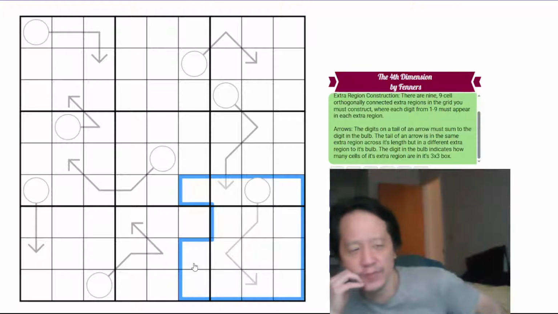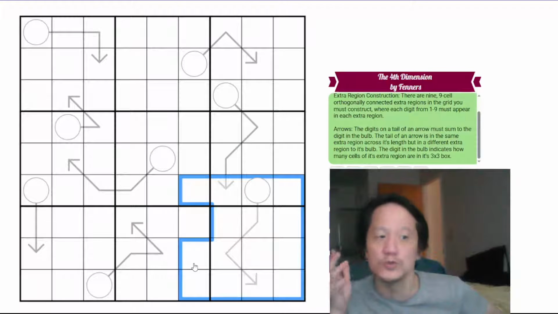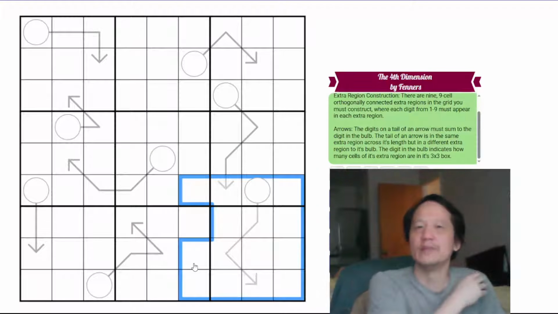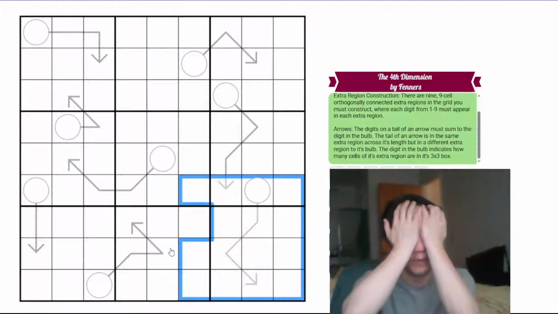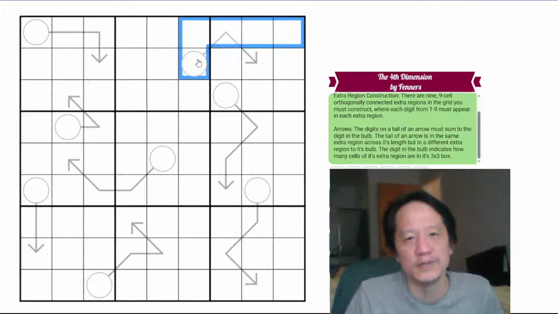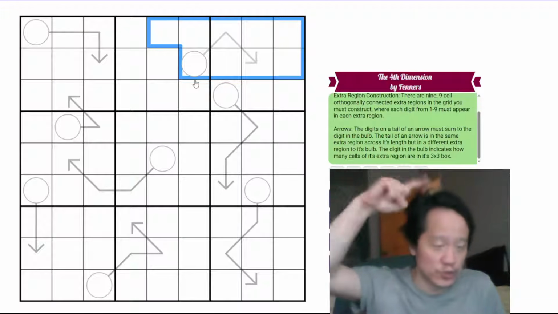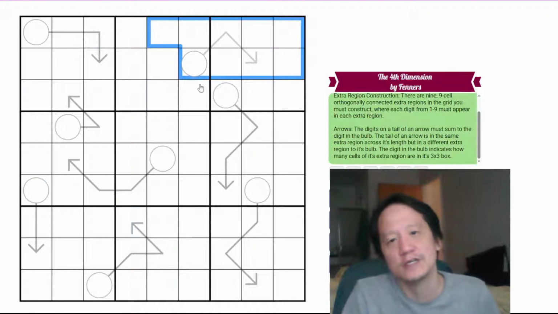So this is essentially chaos construction rules applied on top of a normal Sudoku grid. So the normal Sudoku grid limits things in one manner, but then you ignore it completely for the chaos construction rules, where basically you need to construct regions where every cell in the grid is part of an extra region and only part of one extra region. It cannot be part of multiple extra regions.